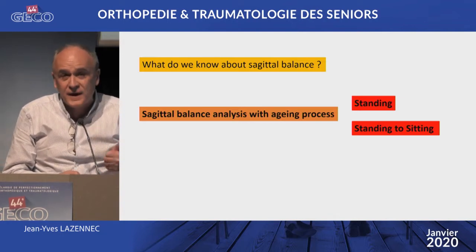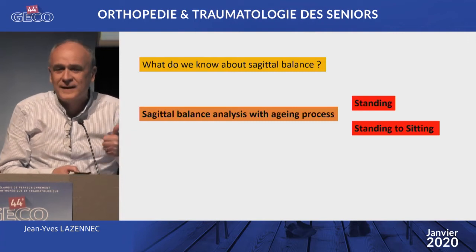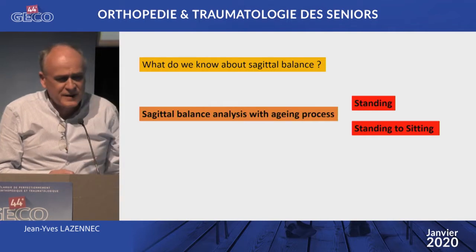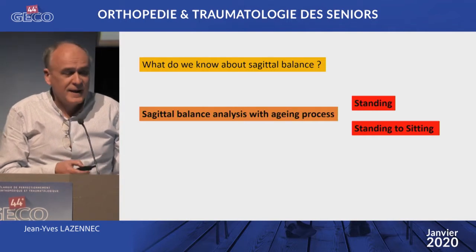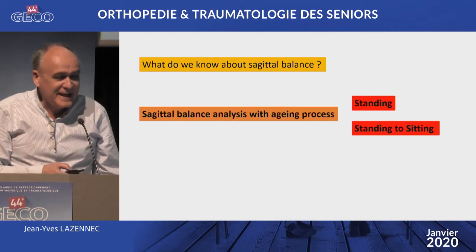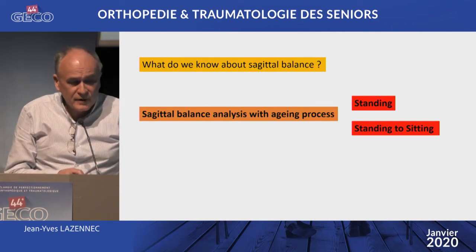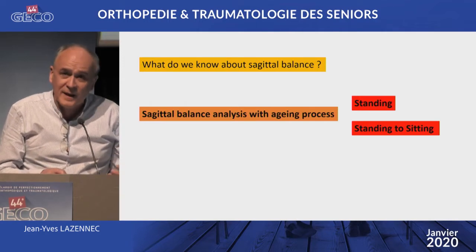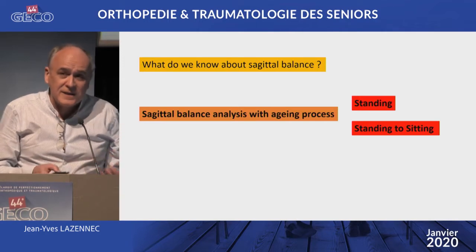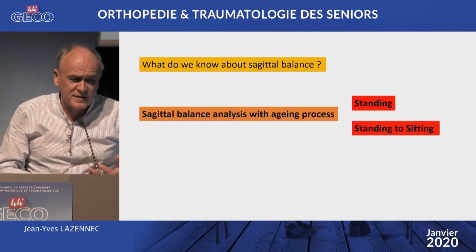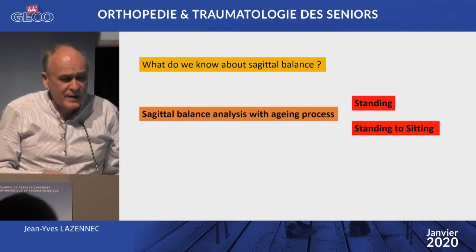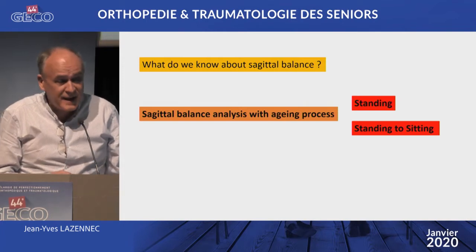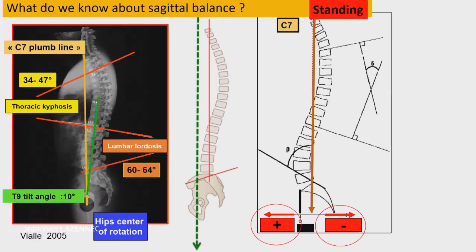What do we know about sagittal balance? Our knowledge is rather limited because most of the studies, in order to come up with normal values, were made on younger asymptomatic patients. And what happens when there is an aging of the trunk in the standing position? All the criteria that sometimes lead to a spine correction surgery, which could be very aggressive, are based on the standing position, while the transfer from standing to sitting is not well known.